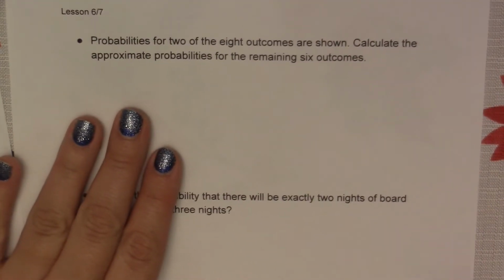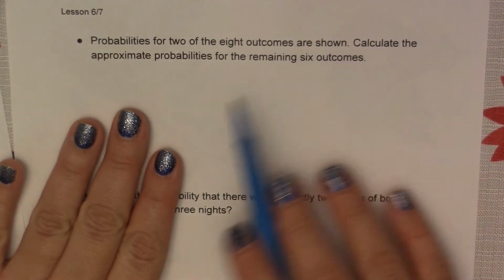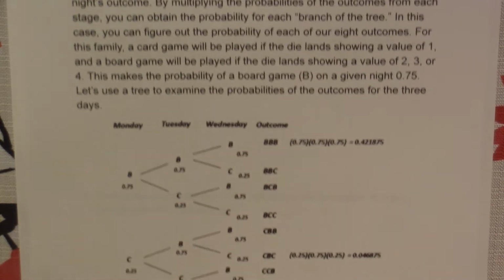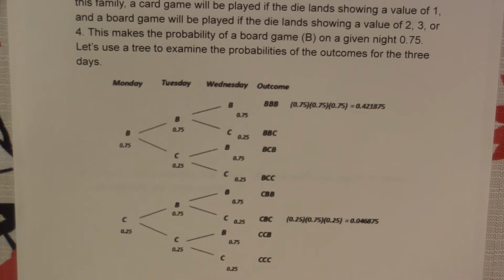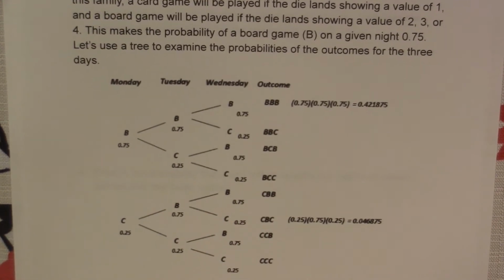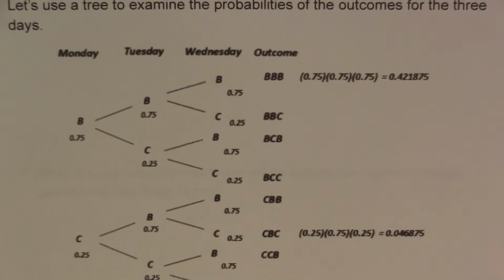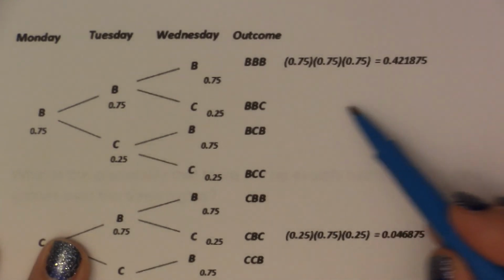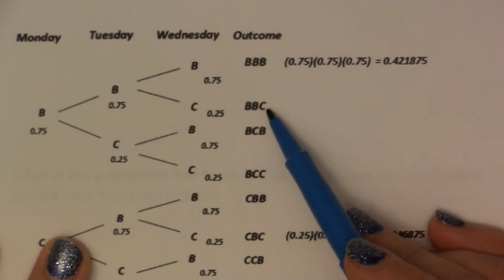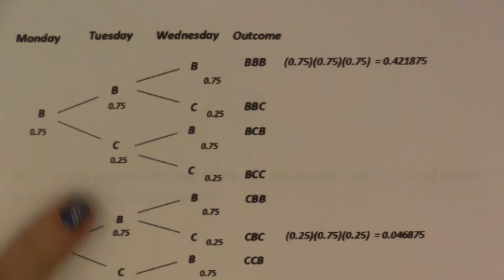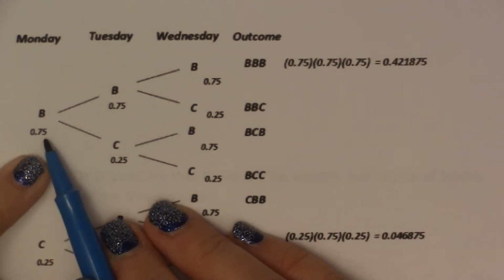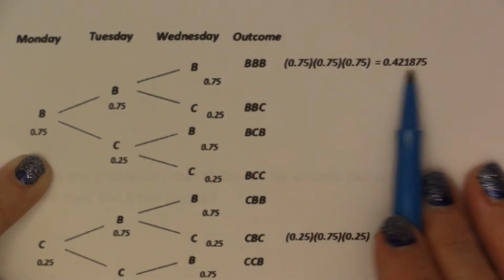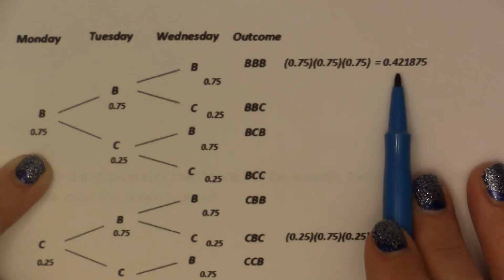It says probabilities for 2 of the 8 outcomes are shown. Calculate the approximate probabilities for the remaining 6 outcomes. I'm going to zoom in here just a little bit to clear up this table. We're going to work through here and add in all of these probabilities. You could just list these out on your paper as well. We have 0.75, 0.75, 0.75, so we've multiplied all 3 of those together, and they've given us a probability of about 42%.